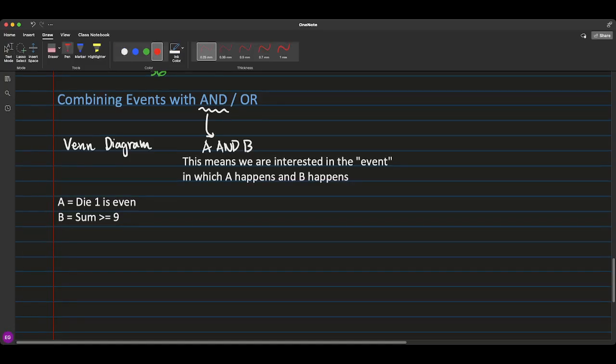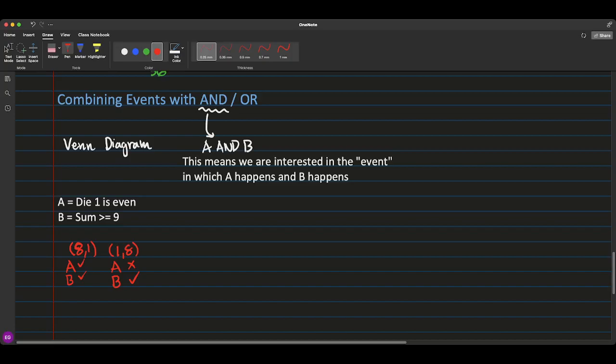So let's do an example here. Let's say you roll an 8 and a 1. So if you roll an 8 and a 1, event A happens because die 1 is even, and event B occurs because the sum is greater than 9. So this is A and B happening. A happens, B happens. Let's say you roll a 1 and an 8 though. Event A does not occur because die 1 is not even. Event B, however, does occur.